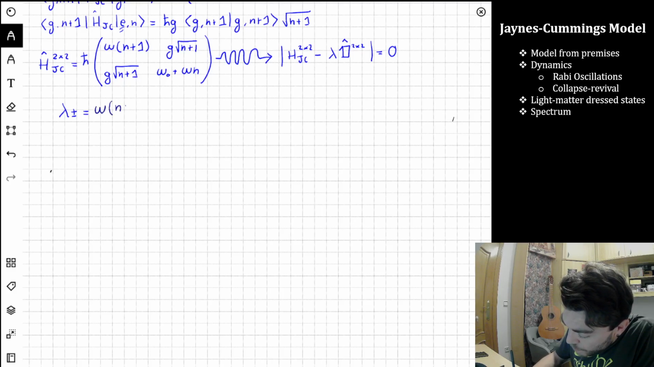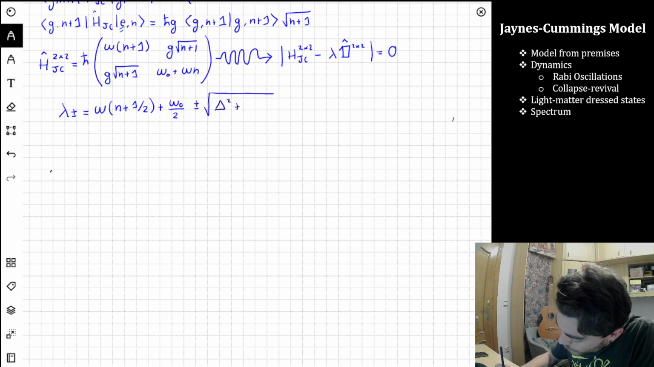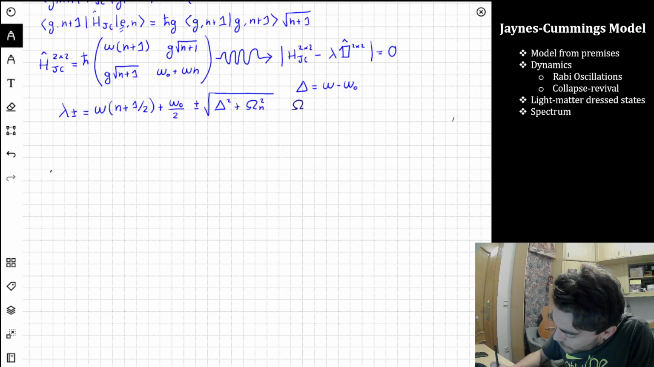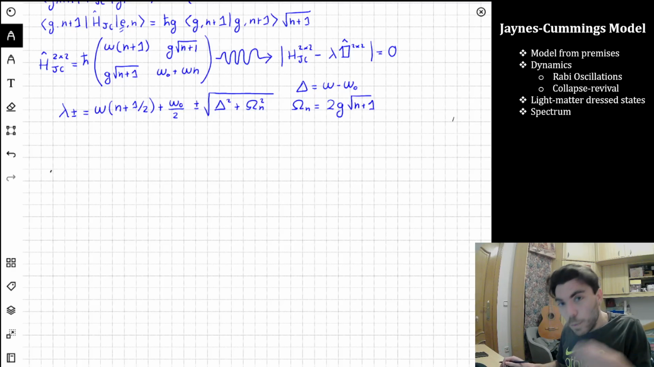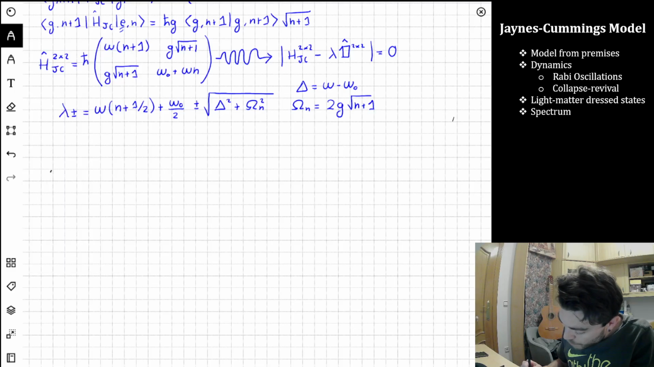They are defined like this, but these are energies in the end. These are omega times (m plus 1/2) plus omega 0 divided by 2, and then plus minus for the two solutions, square root of delta square plus capital omega n square. This delta is the detuning, we discussed it many times, omega minus omega 0, and this omega n is the one photon Rabi frequency that we also defined. Well, it's almost the one photon Rabi frequency. It's just 2g square root of m plus 1. Okay, so these are the eigenenergies of the system that we will discuss at the end when we see the spectrum explicitly. But now let's compute the eigenstates of the system.